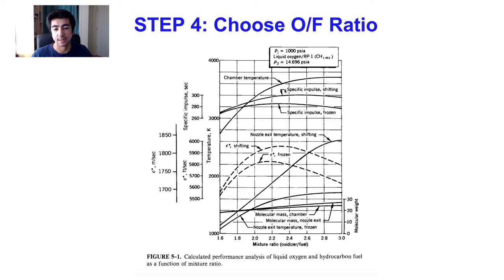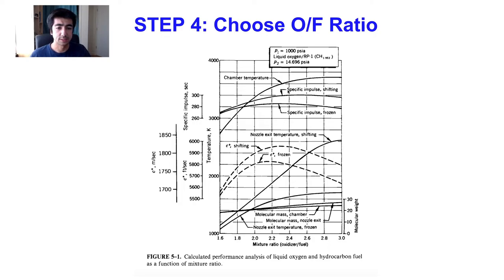This is related to the molecular weight of our product gases. The oxidizer in general is much heavier than the fuel. So at a certain point, adding more oxidizer per unit fuel is just making everything heavier, and that actually ends up slowing down the exhaust gas. So up to a certain point you want a hotter chamber temperature, but there is this point right here, the maximum specific impulse, at which heating it up more by adding more oxidizer doesn't contribute to higher efficiency.